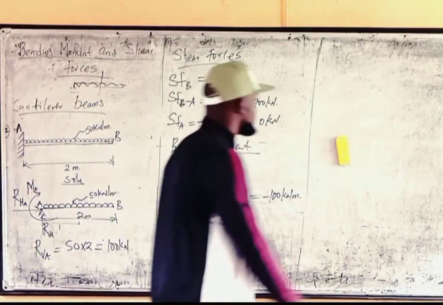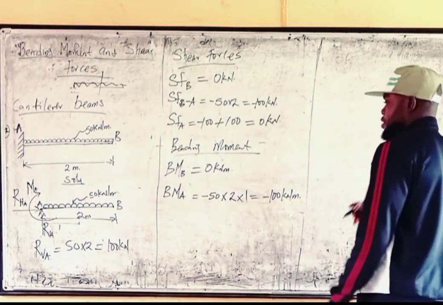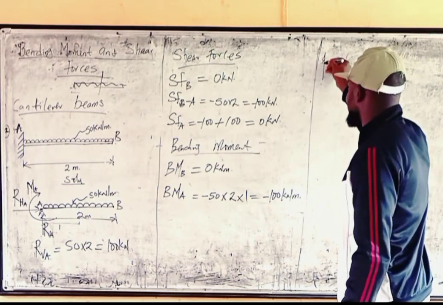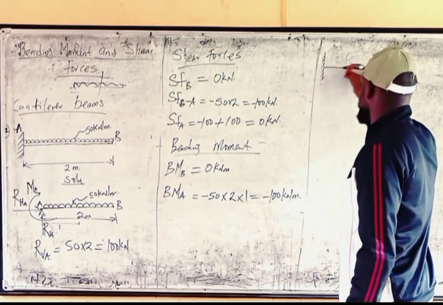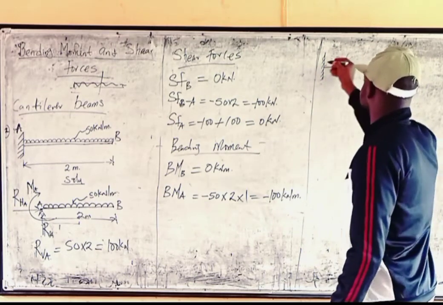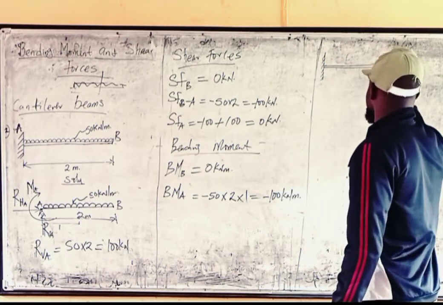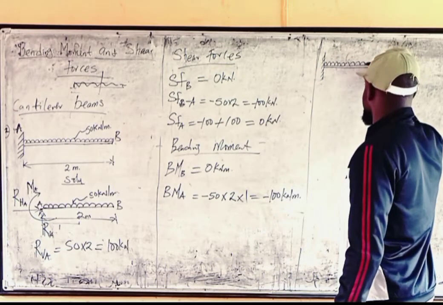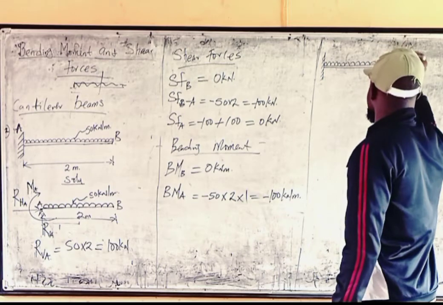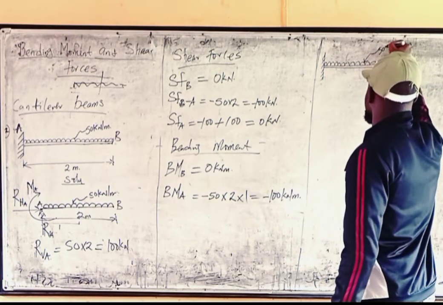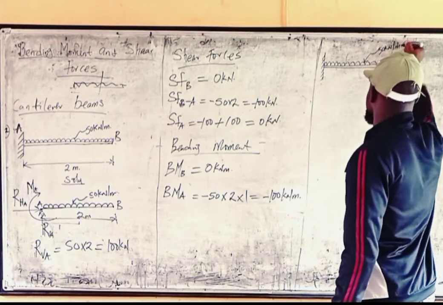So the next thing we do, we'll draw the bending moment and shear force diagram. So how do you draw the moment? First of all, draw the load. It's nice if you draw the load out. So draw out the diagram. Then you have the load on top. Then we'll have here 50 kilonewtons per meter. So that's what we're having.